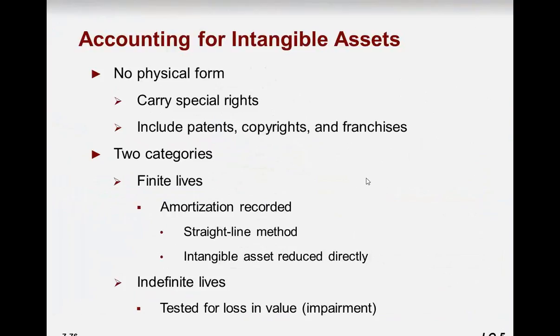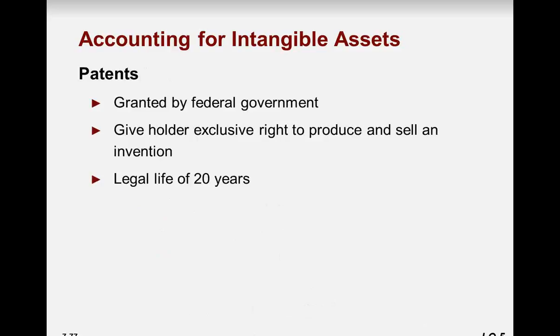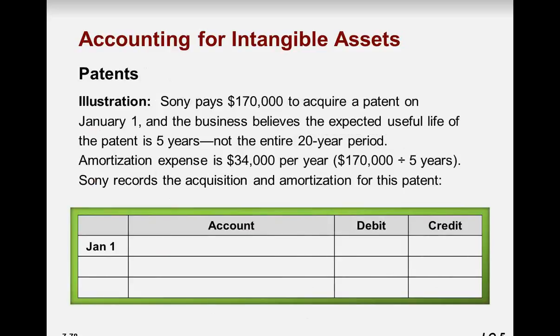And intangibles have no physical form. You can't see, touch, or feel it. Some have finite lives. If they have a finite life, amortization is recorded using the straight line method, and the intangible asset is reduced directly. If they have an indefinite life, we test it for loss in value, impairment. We must make a judgment call on if it's still worth anything. And just a couple of examples for patents.